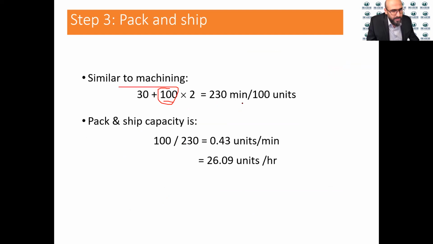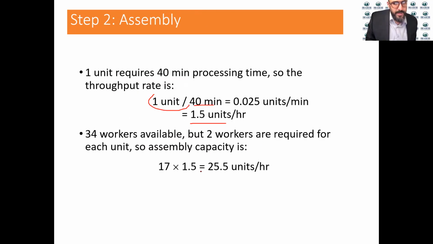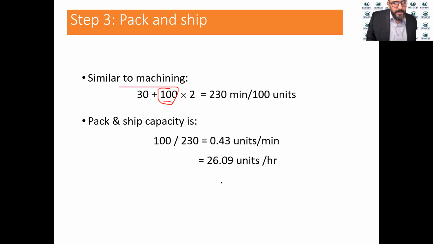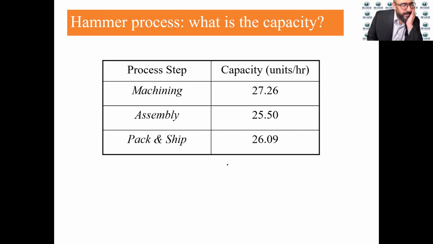That would be 230 minutes per 100 units. And so if we find what would be the capacity or the throughput rate, it would be 100 divided by 230. So that would give you 26 units per hour, 26 units per hour that we can do as the capacity.